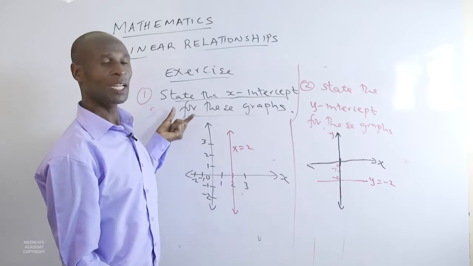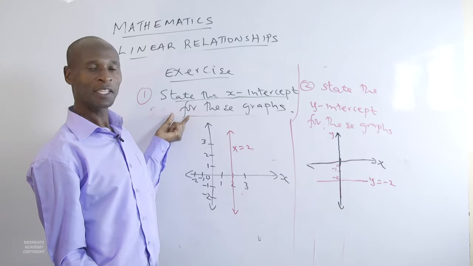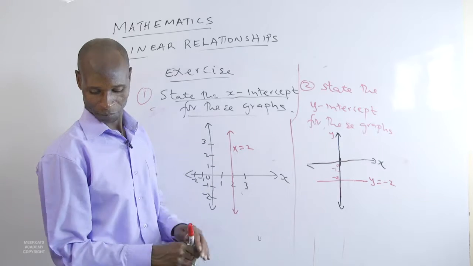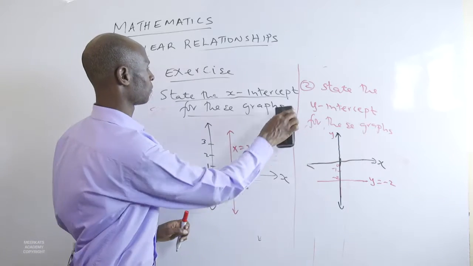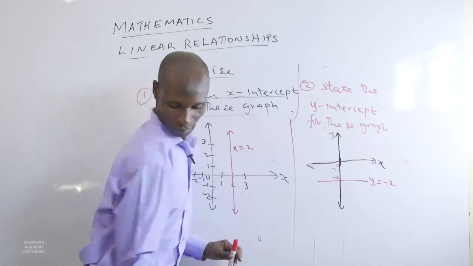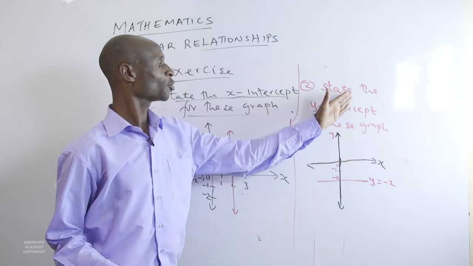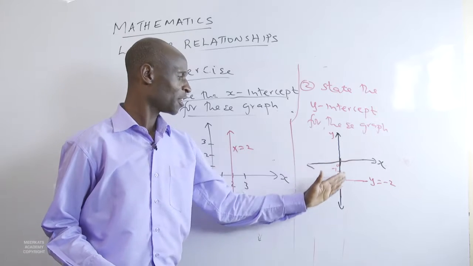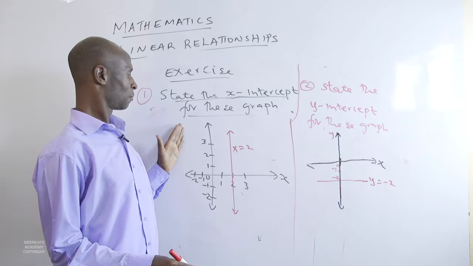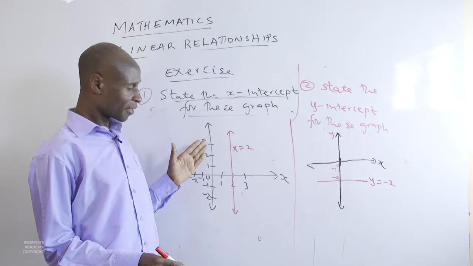Now, in this particular exercise, in question 1, we are supposed to state the x-intercepts for the graph shown. Then, for question 2, we are supposed to state the y-intercept for this graph. Let us start with the first question. That is question 1. What is the x-intercept?